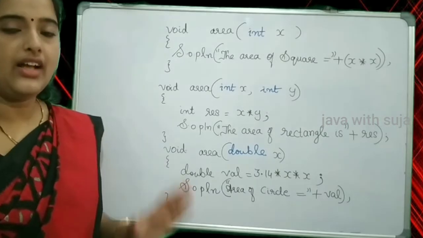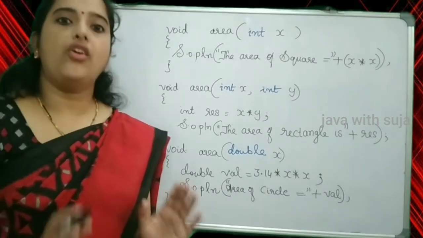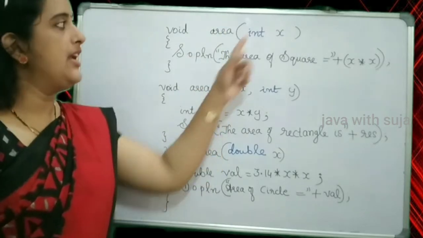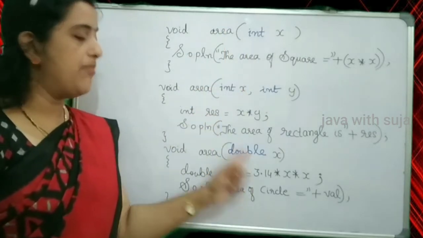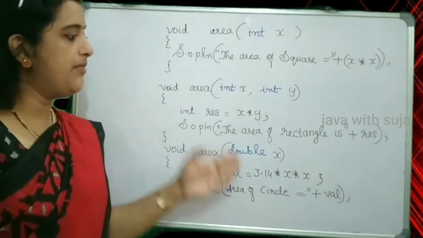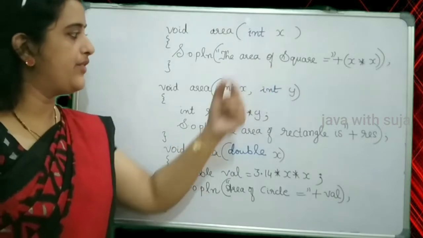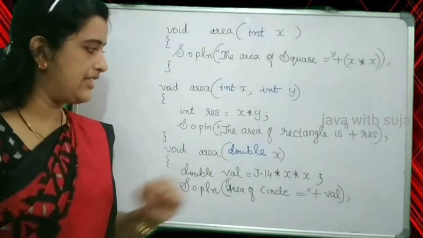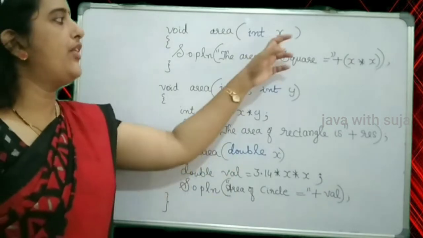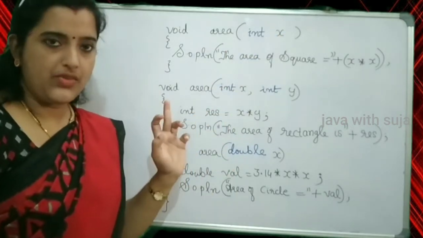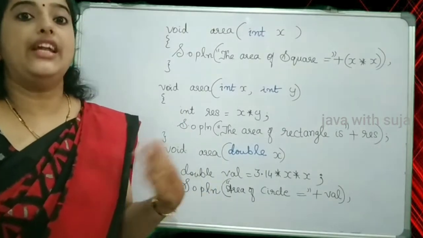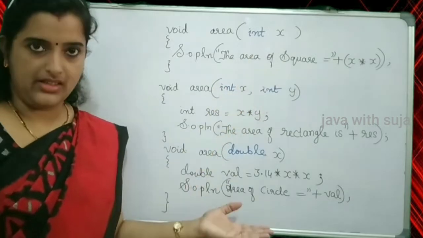So here we have implemented method overloading, which means the same function name is used but with a different number and type of arguments. Using these three method definitions, we will find the area of a square, the area of a rectangle and the area of a circle. But we need a value for x. Here two values are needed and here we need one value. That means we have to invoke or call these methods.